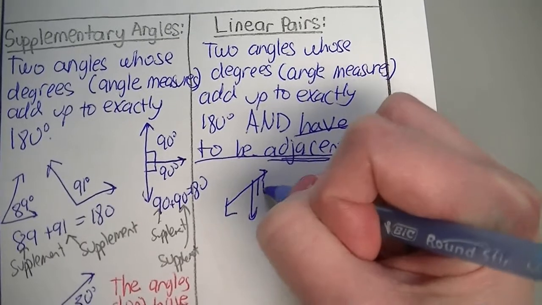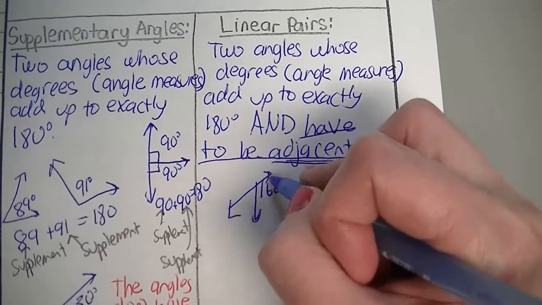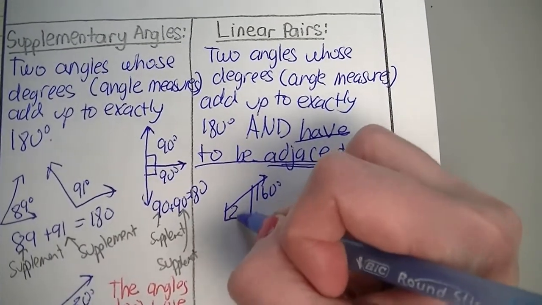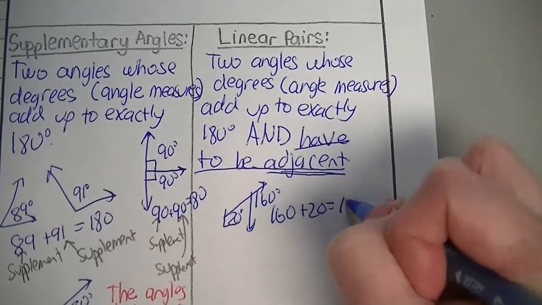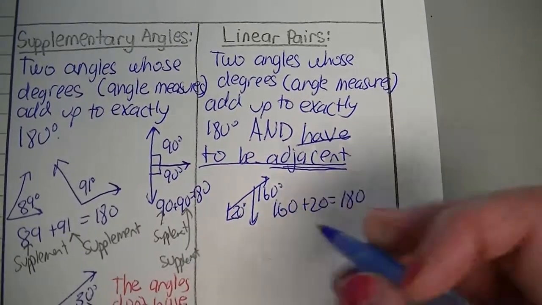So let's say this is 160 degrees. If that's 160 degrees and I'm saying that they're linear pairs, this one has to be 20 degrees because 160 plus 20 is equal to 180 degrees.